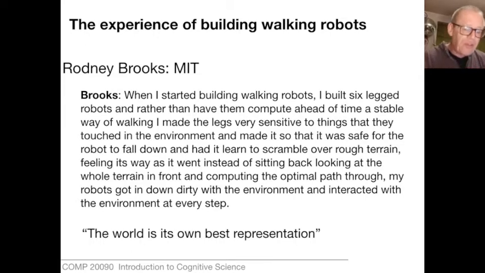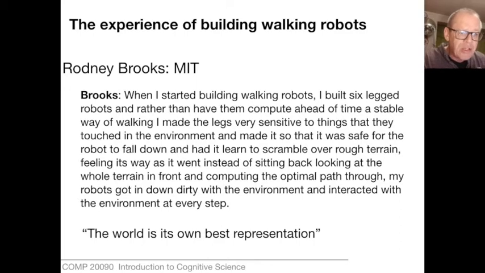Back in the 60s and 70s, it was assumed that if we're going to build robots, they're going to have smart computer brains, and those brains are going to do all the figuring stuff out, so they're going to need complex representational systems. Rodney Brooks was one of these early roboticists, and his observations are interesting. He says, when I started building walking robots, I built six-legged robots rather than have them compute ahead of time a stable way of walking. I made the legs very sensitive to things that they touched in the environment. I made it so it was safe for the robot to fall down and had it learn how to scramble over rough terrain, feeling its way as it went, instead of sitting back looking at the whole terrain in front and computing an optimal path through.